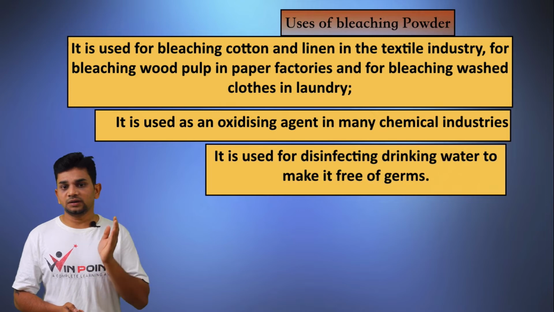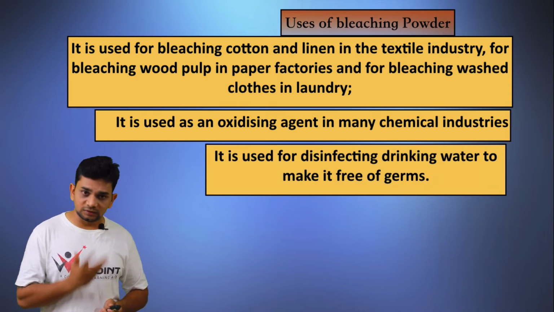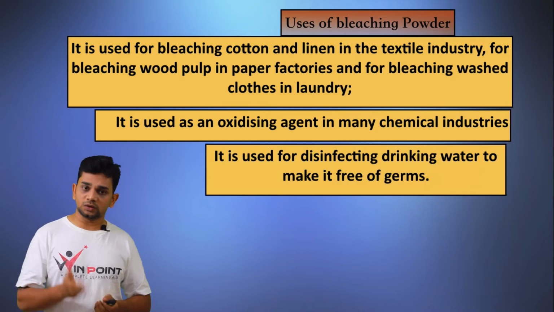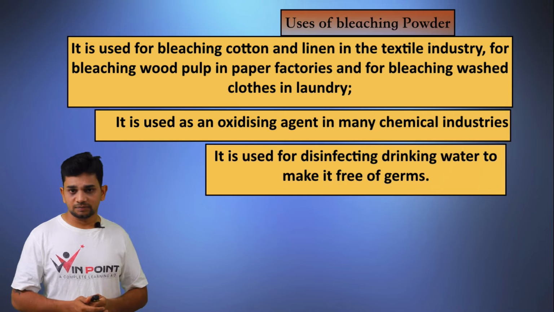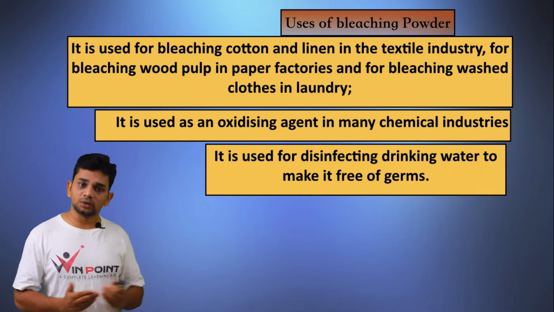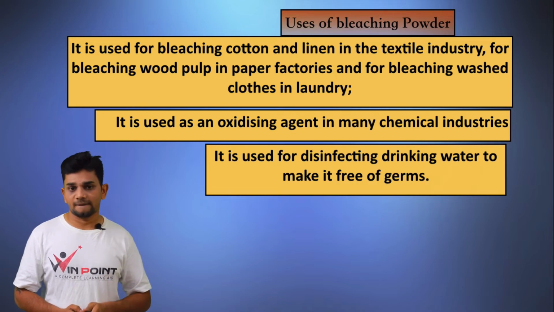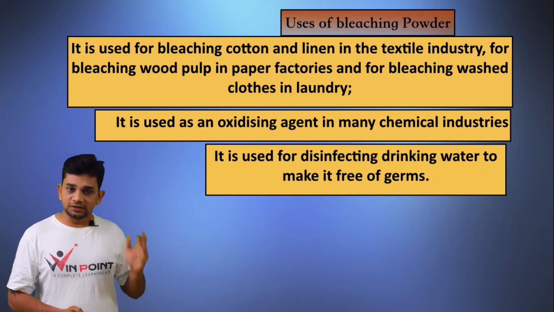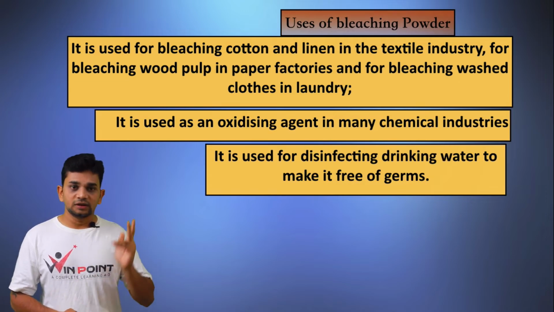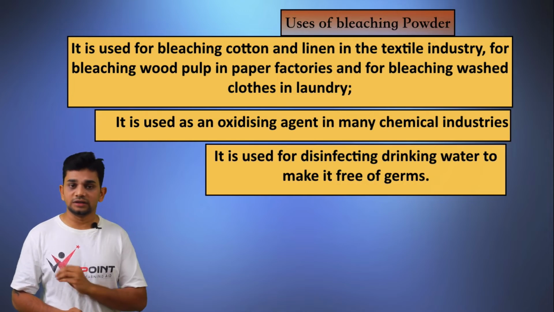It is used for disinfecting drinking water to make it free of germs. When we are adding this bleaching powder to water, it will kill all the microorganisms which are harmful to us, and that water will be suitable for drinking. So these are the uses of bleaching powder: bleaching action, oxidizing agent, and disinfecting water, killing microorganisms and germs.